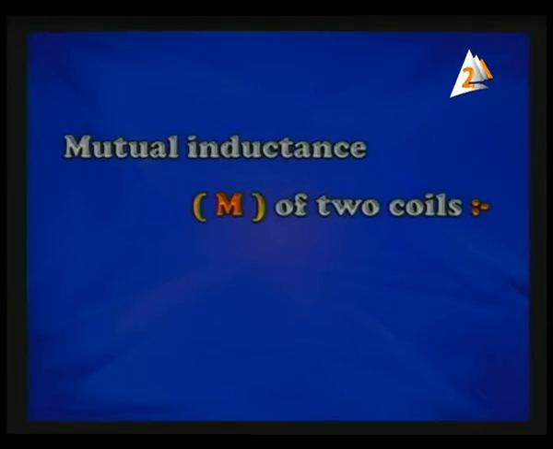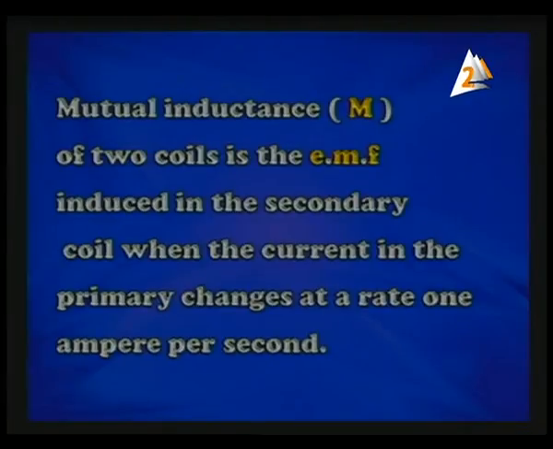So what about the mutual inductance of two coils? The mutual inductance of two coils is the EMF induced in the secondary coil when the current in the primary changes at a rate of 1 ampere per second.